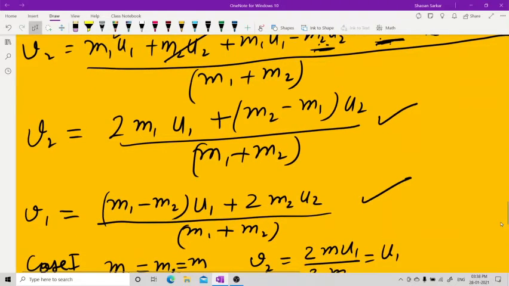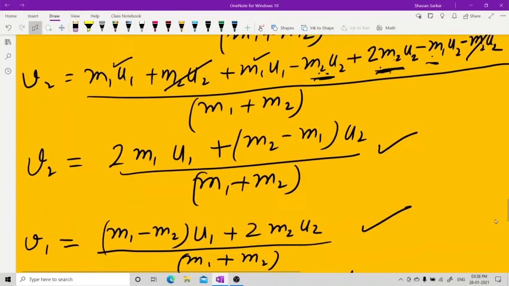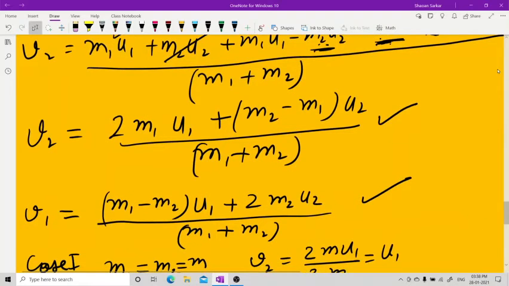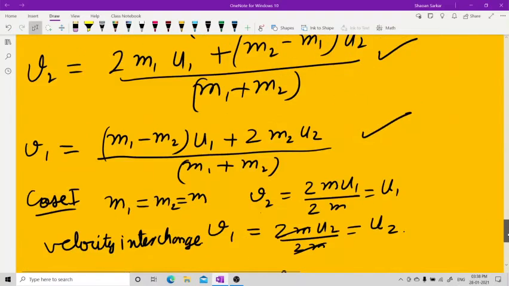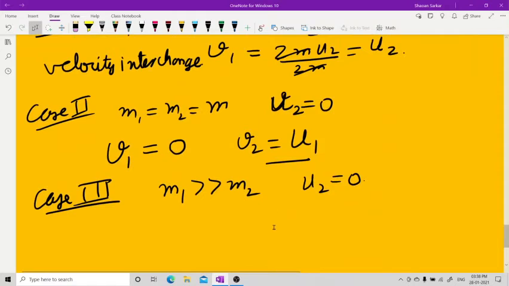This is coming out to be, see, if U2 is zero and M1 is greater than M2, I think I wrote M1 greater than M2. Wait a minute, let me check. I wrote it's M1 greater than M2. Exactly. M1 very much greater than M2. For example, a cycle is standing and a truck is coming and hitting the cycle.